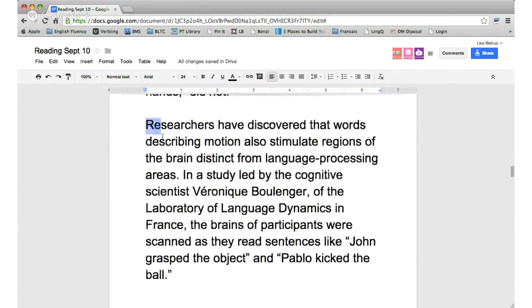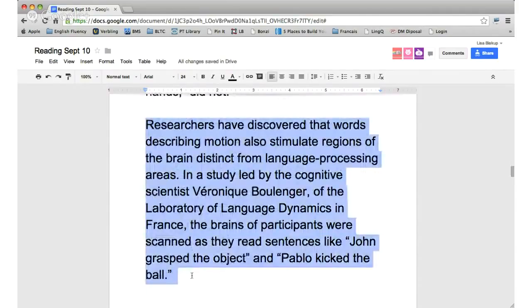Researchers have discovered that words describing motion also stimulate regions of the brain distinct from language processing areas. In a study led by the cognitive scientist Véronique Boulanger of the Laboratory of Language Dynamics in France, the brains of participants were scanned as they read sentences like John grasped the object and Pablo kicked the ball.